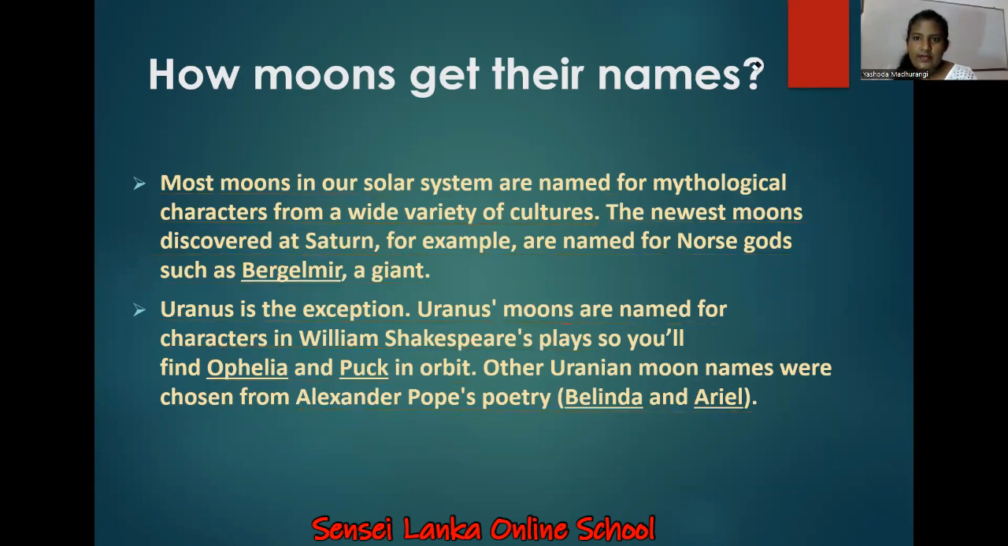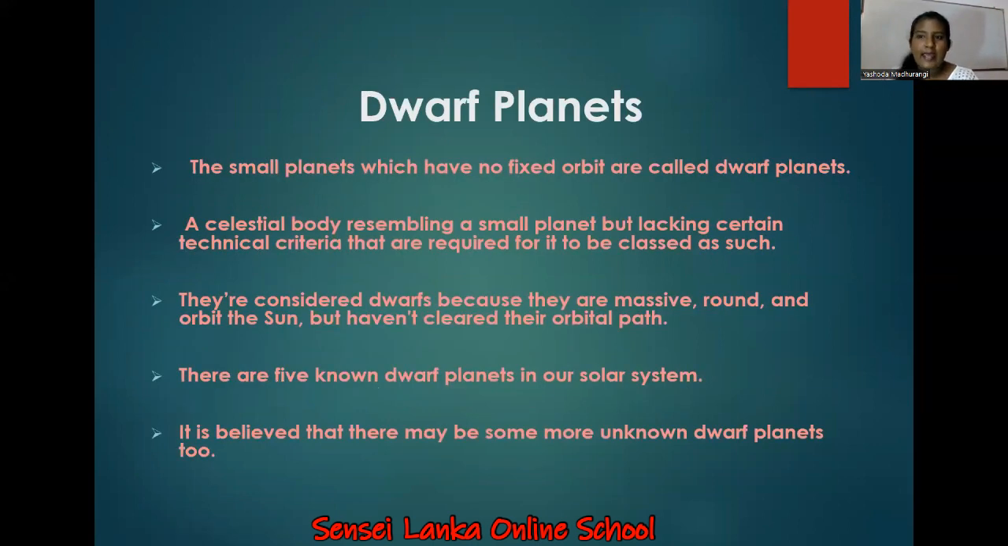Yes, my dear children. So that is enough about the natural satellites. Now you know what is a natural satellite. I gave you two definitions. Then how many natural satellites are there for each planet and for each dwarf planet? What are the names of them? How do they get their names? So now you know a lot of information about natural satellites. That is enough for you in this grade. So now, shall we go to the other topic, dwarf planets?